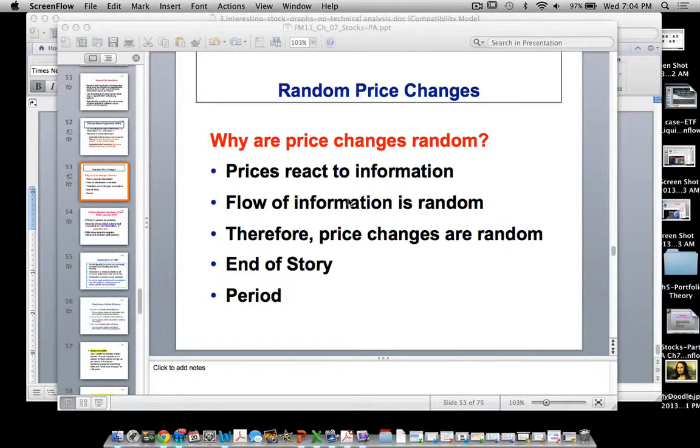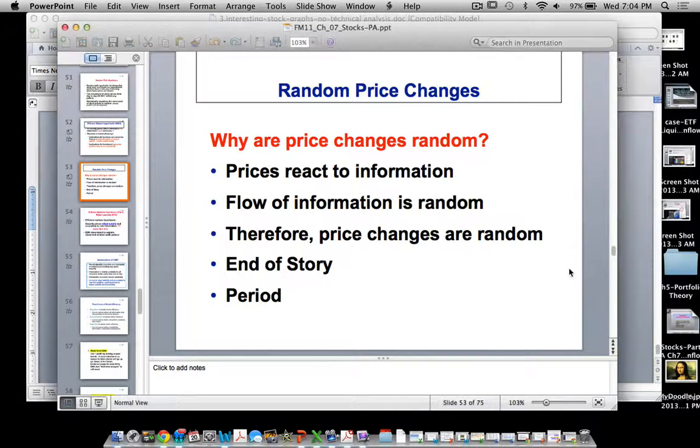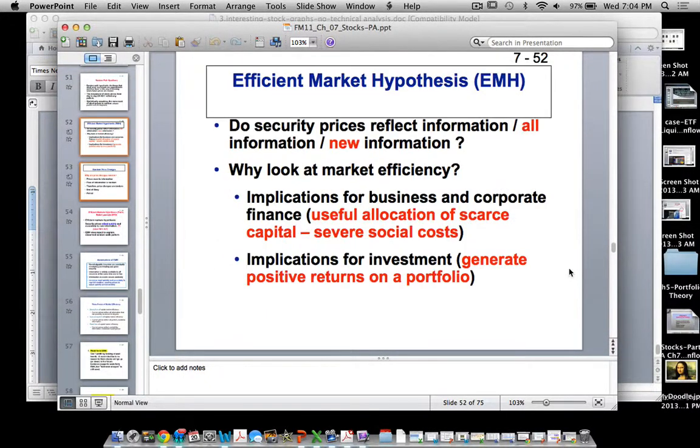Folks, this is a continuation of the chapter on stocks, and we have about 20 slides left on this. This is the section on market efficiency, EMH, efficient market hypothesis. We sort of left off on this slide. This is chapter 7.